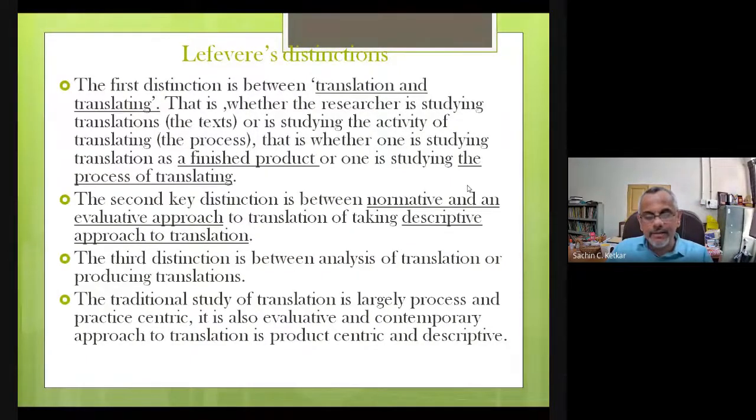And this traditional way is also evaluative, that you judge, "अरे ये word अच्छा नहीं है, उससे बेहतर तो वो word use करना," right? So that kind of evaluative study of translation. While the contemporary way, the way we do it, is product centric and descriptive. That means we are not interested in whether Gandhi's translation is good or bad, right? Adequate or inadequate. We are interested in what does it do? How does it work?